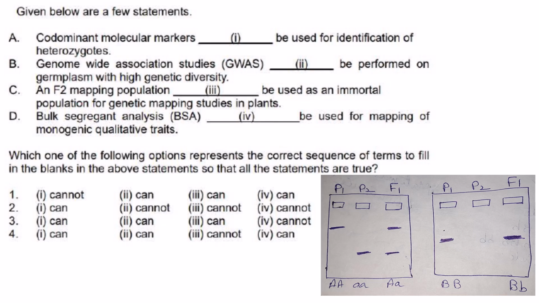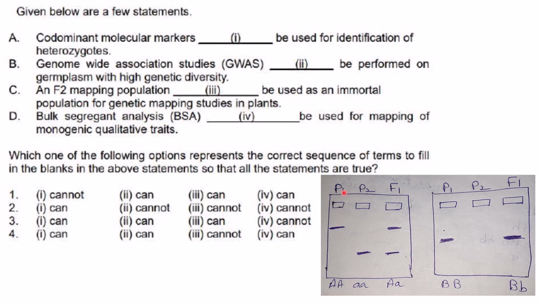So coming to the first question, they have asked a grammar question, I can say. You have to write whether it is can or cannot in the blanks. So first question: codominant molecular markers dash be used for identification of heterozygotes. Whether it is can or cannot, we will see.